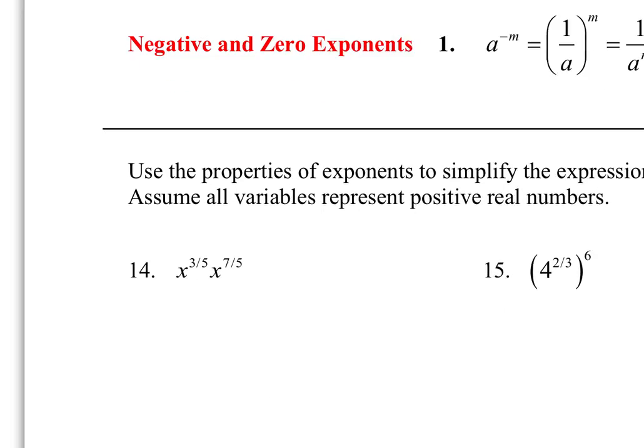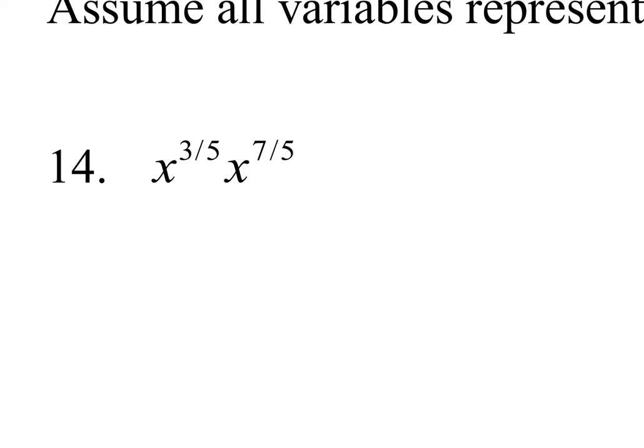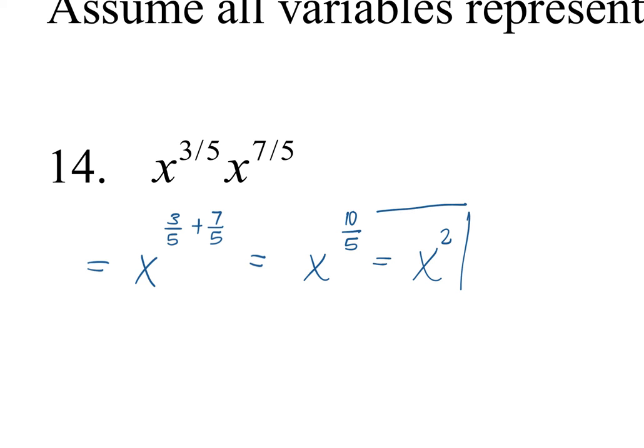So let's use some of these properties. Here we have a base times a base. The bases are the same, the exponents are different, but I just add the exponents. So this is equal to x to the power of 3/5 plus 7/5, which is equal to x to the power of, keep your base and keep your denominator and add your numerators. 3 plus 7 is 10, which is equal to x squared. Who would have thought that ugly problem that we began with ended up being x squared?